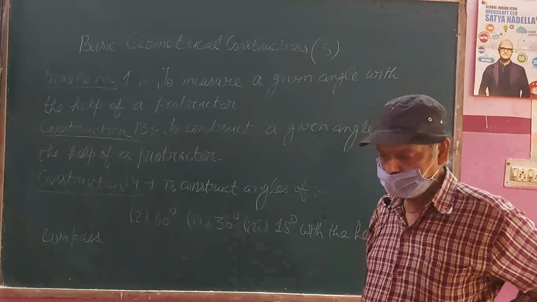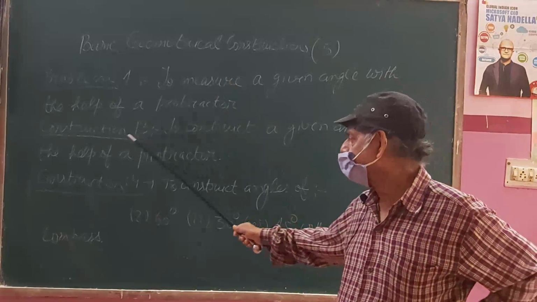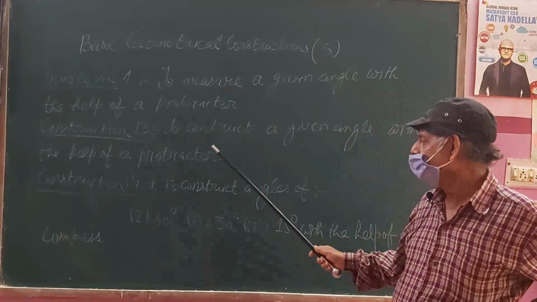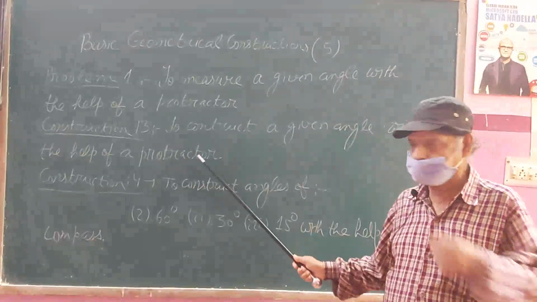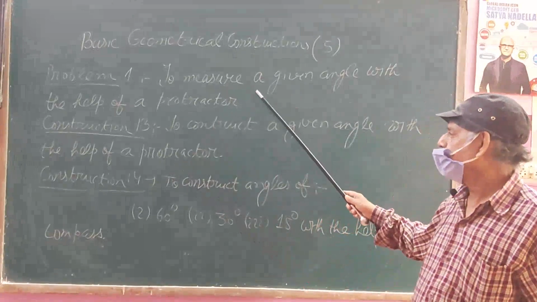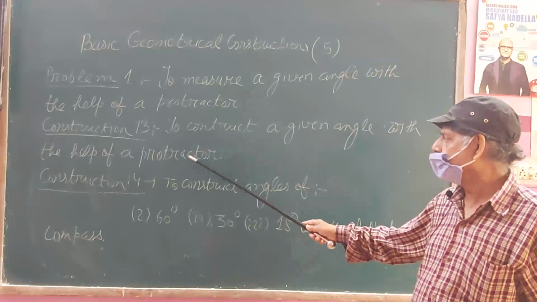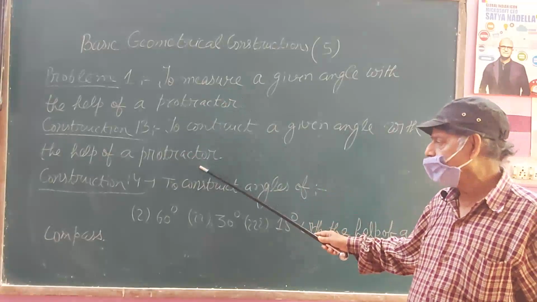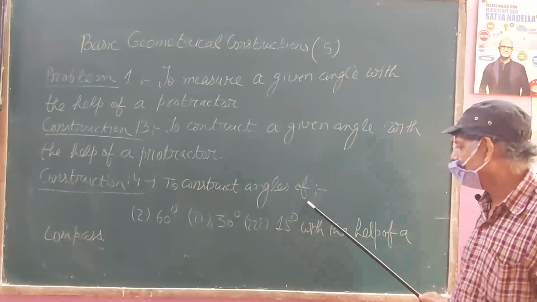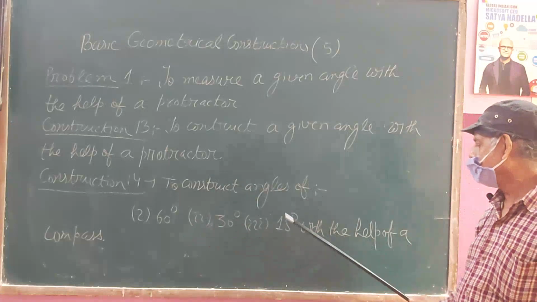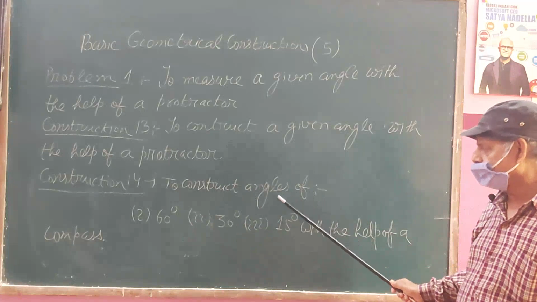a protractor. Now, I will do this problem first, then construction 13: to construct a given angle with the help of a protractor. This problem and construction 13 pertain to the protractor. But the 14th and last construction of today is to construct the angles of 60 degrees, 30 degrees and 15 degrees with the help of a compass. This will be our last construction.